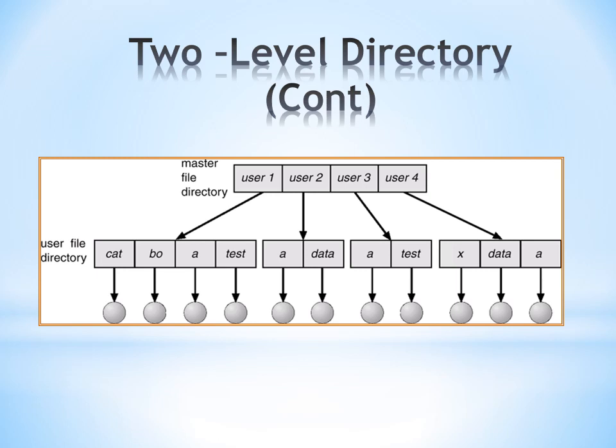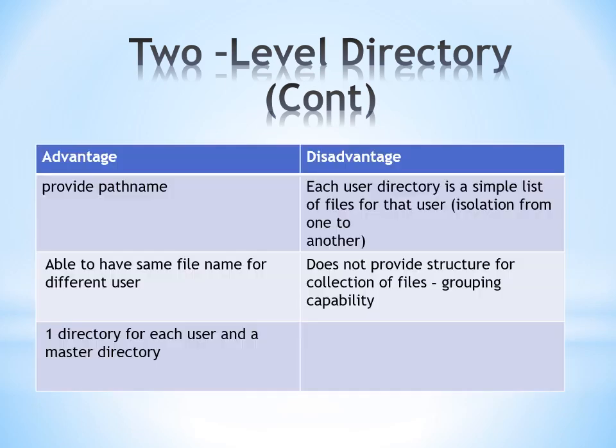Okay, so this is the user file directory. Therefore, you can see that in the two-level directories, you can have the same file name in the directories of different users.